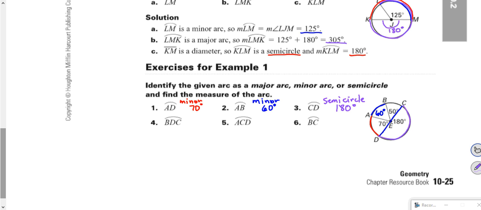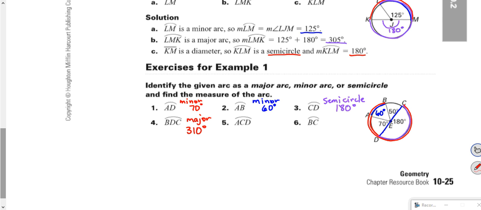Okay, BDC. Now, BDC, again, you have to be careful of the placement. You have to go from B to C, but crossing D. So you're starting here, you're going around D, and you're going to end up at C. That, of course, is a major arc. It's also named with 3 characters, so that was kind of a giveaway. And the measure of that is going to be 360 minus 50, because you just have to subtract the BC arc. So 310 degrees. I hope you see that.